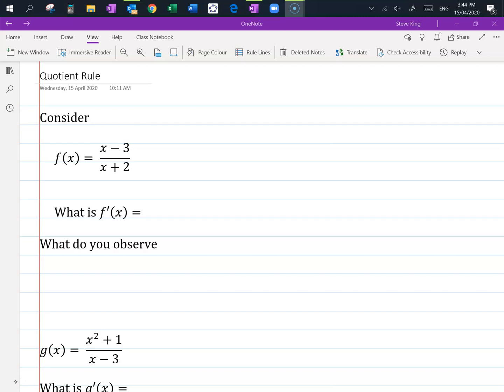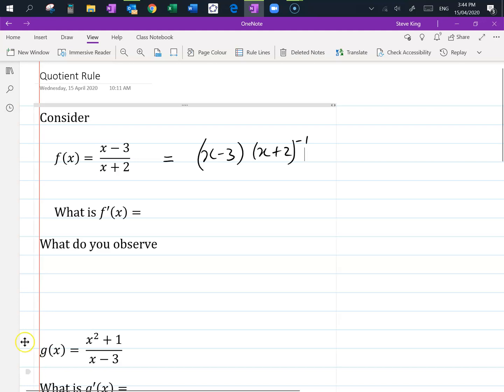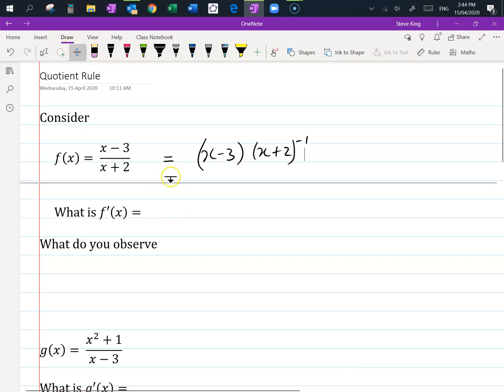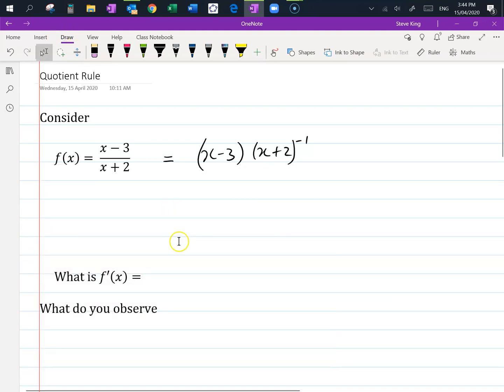How can we deal with that situation? So here I've got f of x is this function x minus 3 being divided by x plus 2. Well, I can rewrite this as being x minus 3 times x plus 2 to the minus 1. Now I've taken this from a situation where it was a quotient to a situation where it's now a product. And we've just dealt with the product rule. So we should be able to expand this thing as a product.